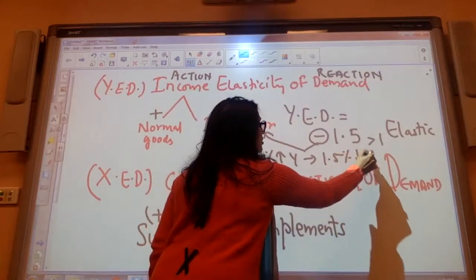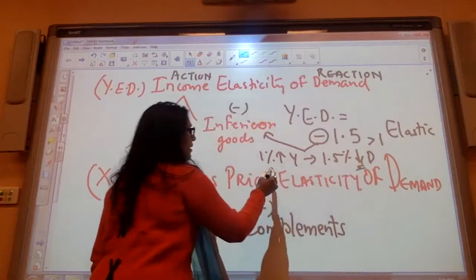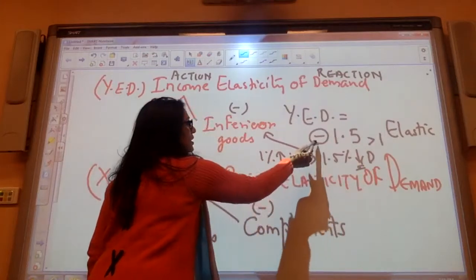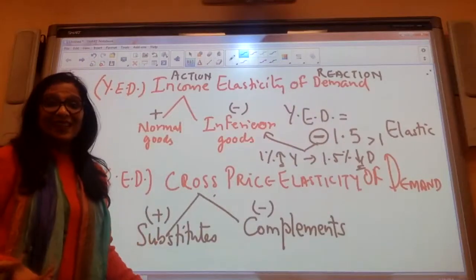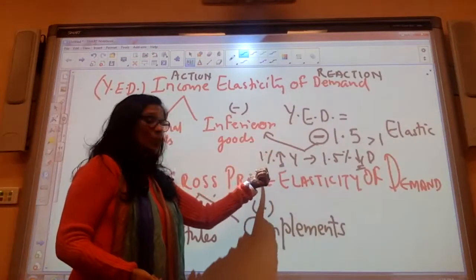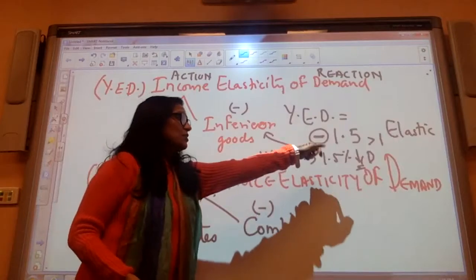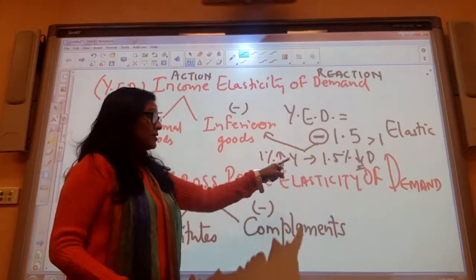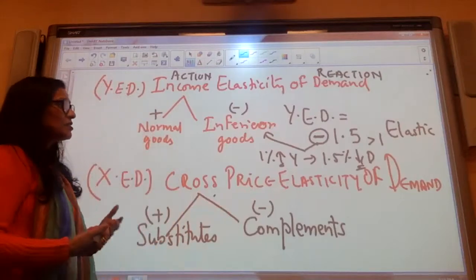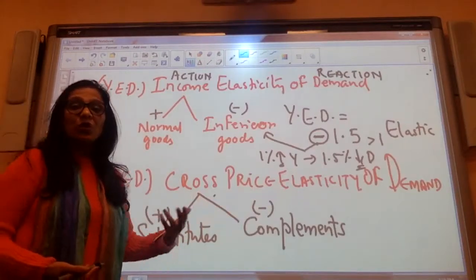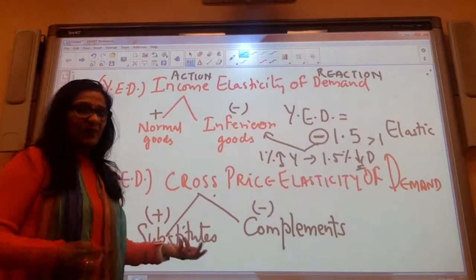a 1% increase in income would mean a 1.5% decrease in demand. Remember this? Why did I write decrease here? Because it's an inferior good, as shown by this minus sign. The question has the answer again. Minus is opposite, so cause was up, obviously the effect was down. And it is elastic because the number is more than one, which simply means that the reaction was more than the action.